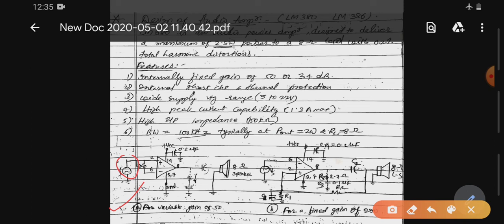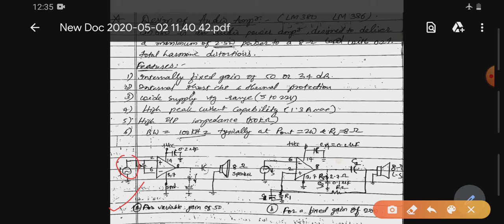We can see that a coupling capacitor is connected between pin number 8 and the 8 ohm speaker. There are certain other components, shown by dotted lines, where R and C are connected. What is the function of these two, we will see. One terminal of the speaker is grounded.